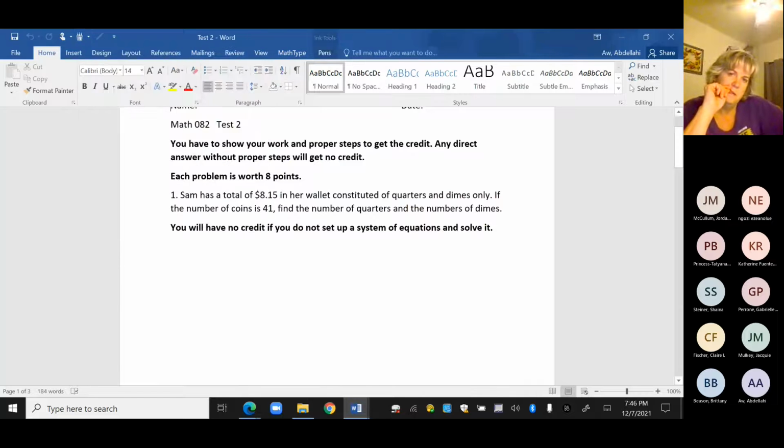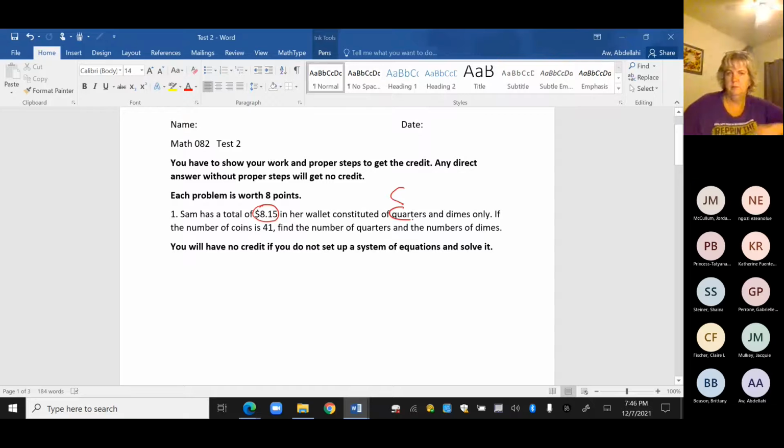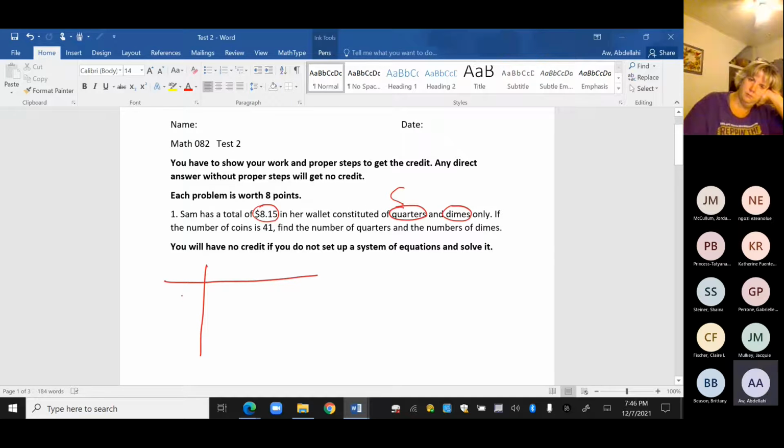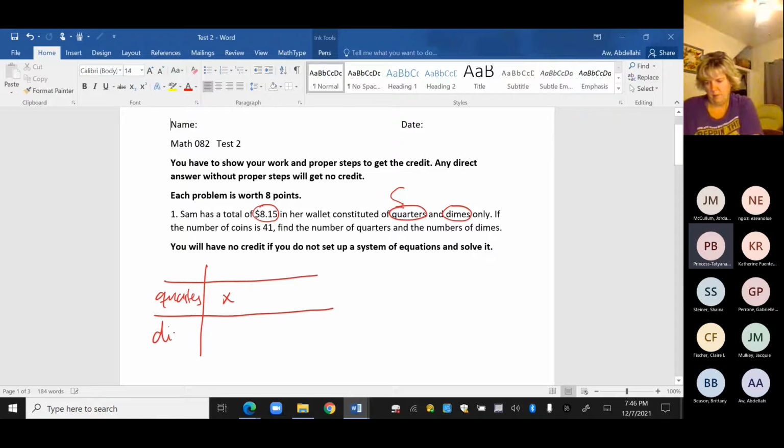So, what you do here, Sam has a total of $8.15 in her wallet, which is constituted of quarters and dimes, right? So we said organizing yourself is very important right here. We say here quarters, call them X, and dimes, we call them Y.